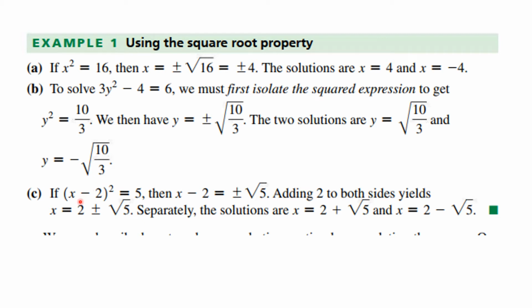The next example says, suppose I have x minus 2 whole squared is equal to 5. Well, this is something squared is equal to 5. So the something is equal to plus or minus the square root of 5. We add 2 to both sides, and we find that x is equal to 2 plus the square root of 5, and x is equal to 2 minus the square root of 5, and sometimes we write that as 2 plus or minus the square root of 5.